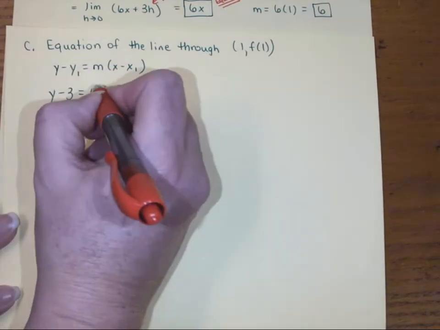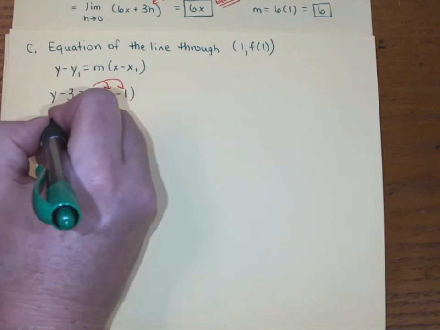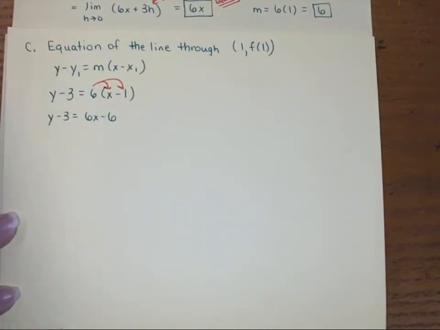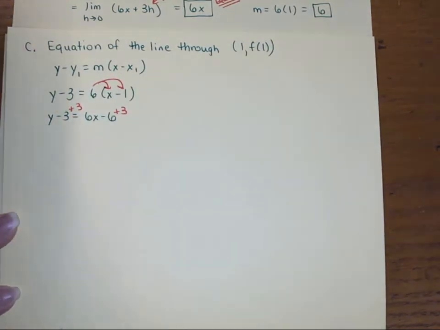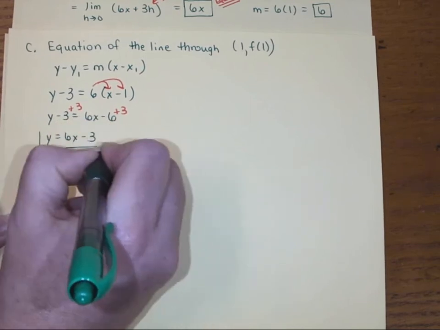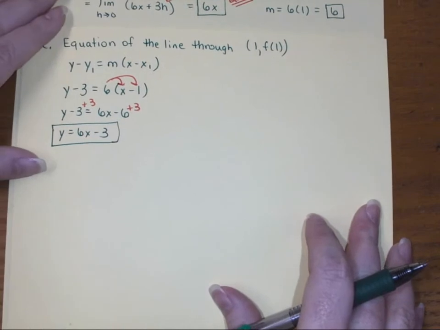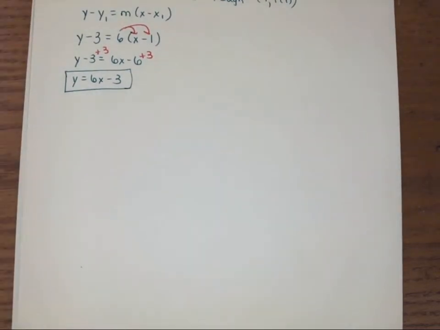So if you distribute this 6, and then add the 3, we'll get y minus 3 equals 6x minus 6. And then we'll add 3 to both sides. So we've got y equals 6x minus 3. That would be the equation of the line through the point (1, 3). So definitely some algebra review for you for sure.